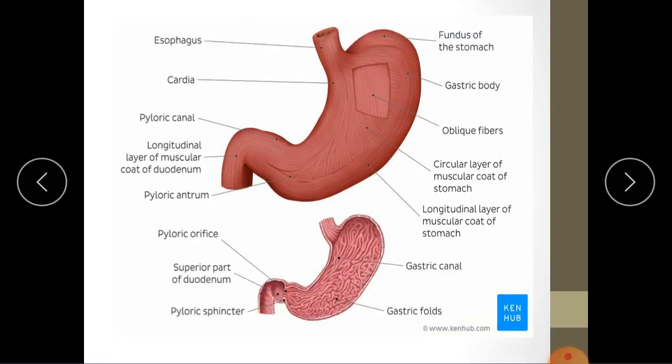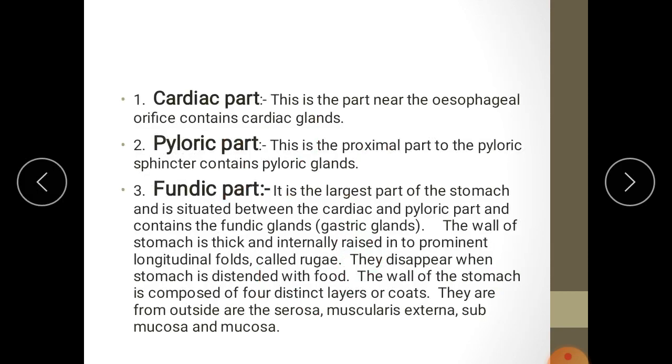Actually, this is the body of the stomach. This is the fundus. So depending upon the type of glands present in these regions, the stomach is divided into three parts. Next, the fundic part. It is the largest part of the stomach and is situated between the cardiac and pyloric parts, and contains the fundic glands, gastric glands.